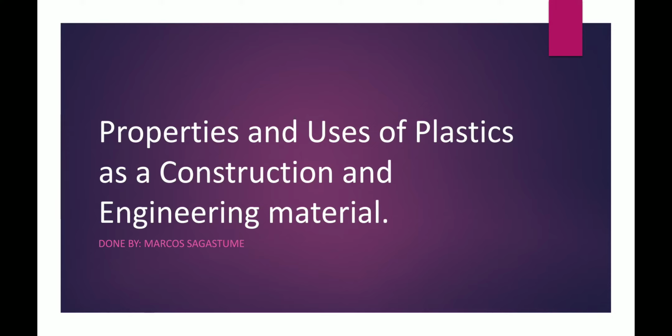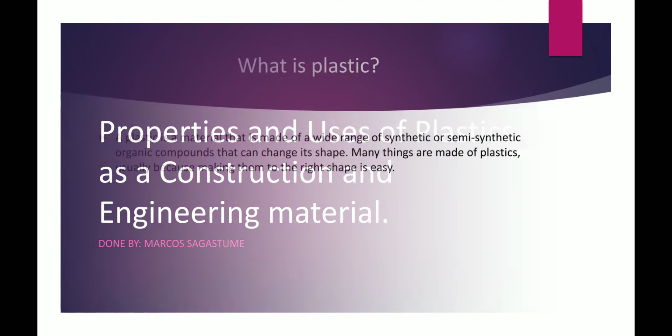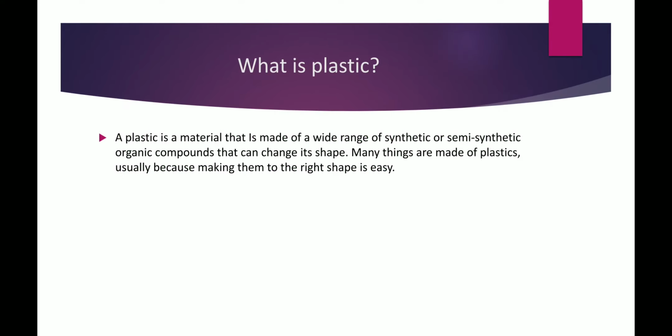Okay, so today I'll be presenting on properties and uses of plastics as a construction and engineering material. So first of all, what is plastic? A plastic is a material that is made of a wide range of synthetic or semi-synthetic organic compounds that can change its shape. Many things are made of plastics, usually because making them to the right shape is easy.